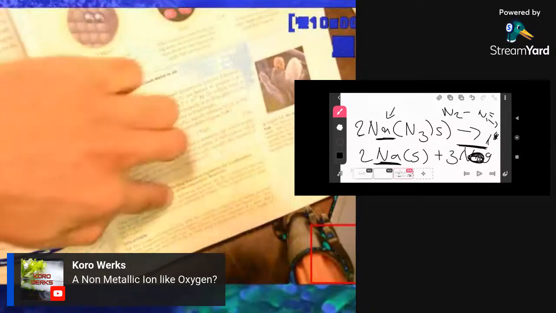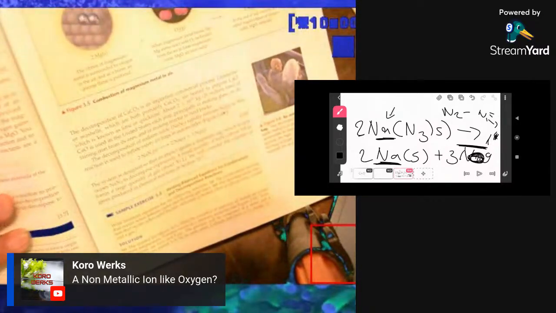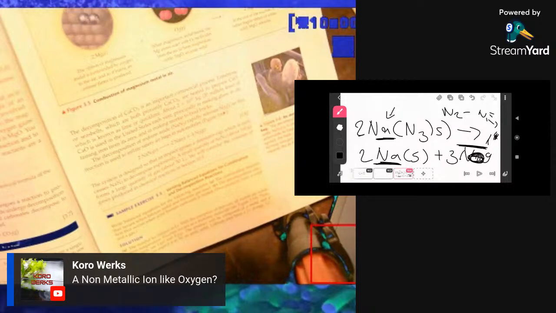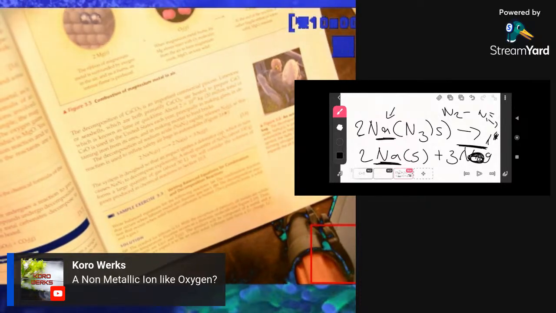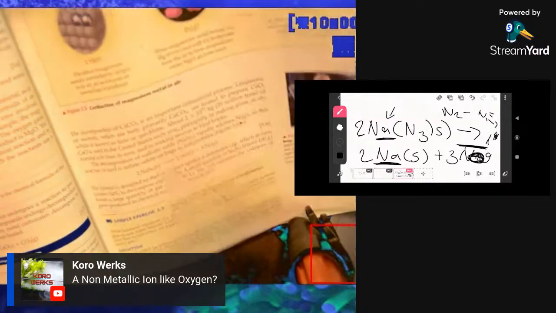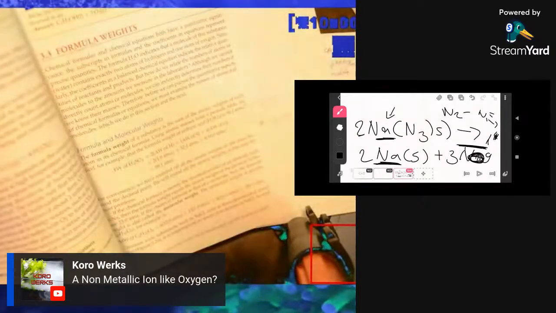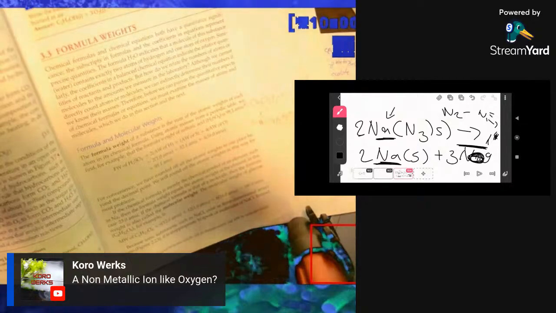All right, so I read that whole thing right there. All right. Write the balanced equations for the following reaction. A combination reaction occurs with lithium metal and fluorine gas. All right, I guess we have to do that.